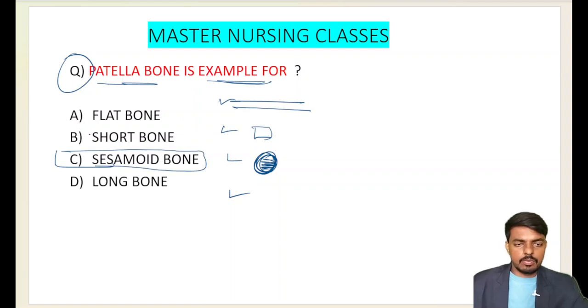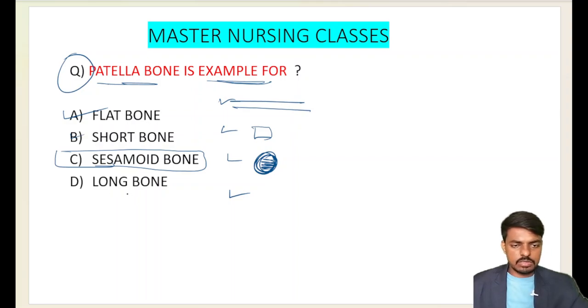Sesamoid bone, very important. The flat bones include the scapula, the pelvic bones, and the ribs. The short bones include the carpals of the hand and the tarsals of the foot. Very important. And for the long bones, we have examples like the humerus, radius, ulna, and femur.